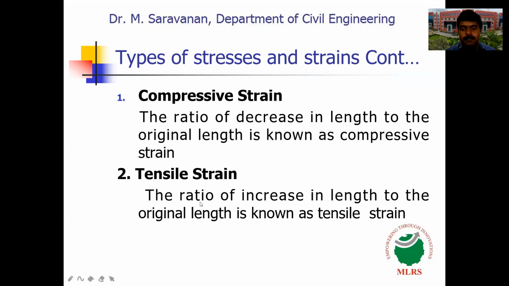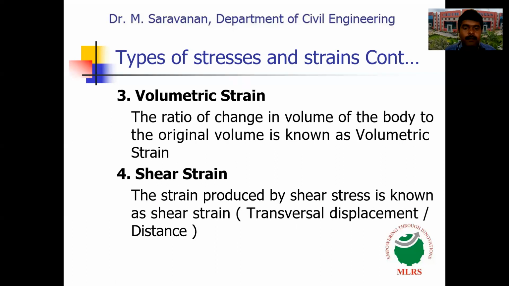Then tensile strain. The ratio of the increase in length to the original length is known as the tensile strain. So because of the pulling force, there will be the increase in length. So change in dimension by original dimension. If the dimension increases, then it is called tensile strain. Then volumetric strain. The ratio of change in volume of the body to the original volume is known as the volumetric strain. Shear strain. The strain produced by the shear stress is known as shear strain.